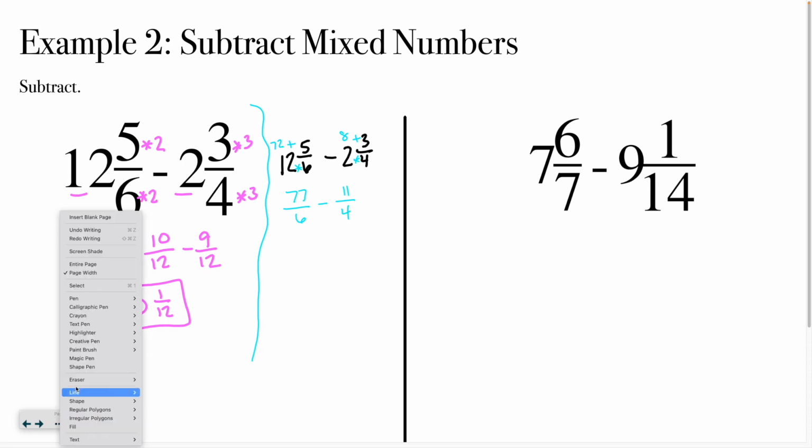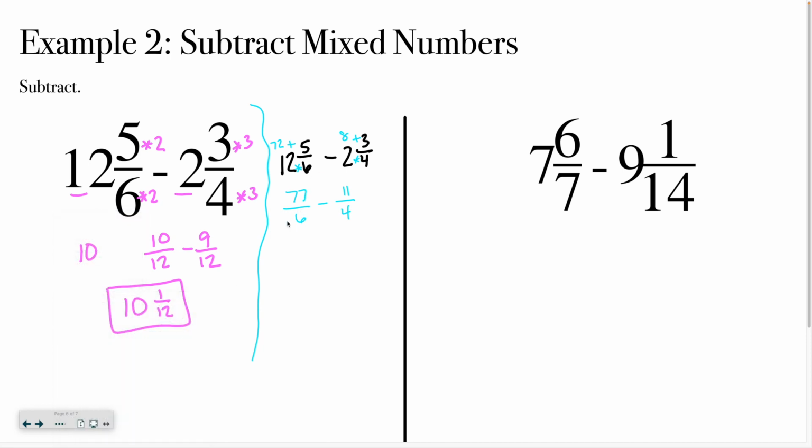Okay, so now we have some nice improper fractions. We do the same thing that we were doing before, where you multiply to get a common denominator. So again, 12 is a great number to use. I can multiply the top and bottom by 2 for the first one, and the top and bottom by 3 for the second one. 77 times 2 is going to give us 154 over 12, minus 11 times 3 is 33 over 12. If I do 154 minus 33, I end up at 121 over 12.